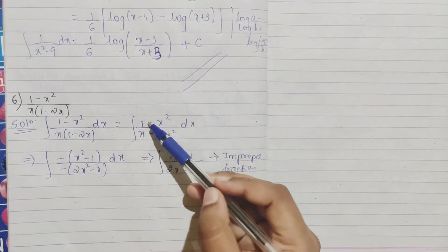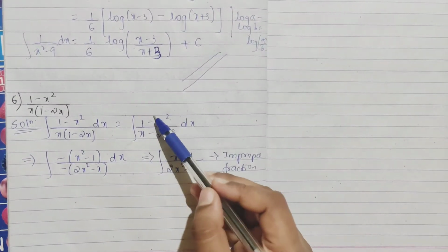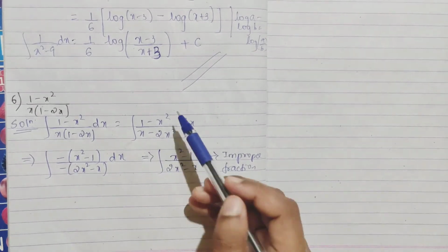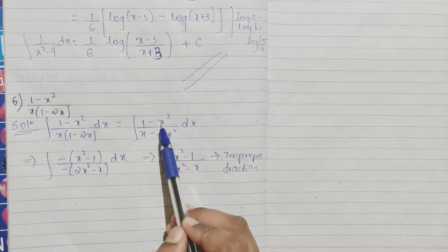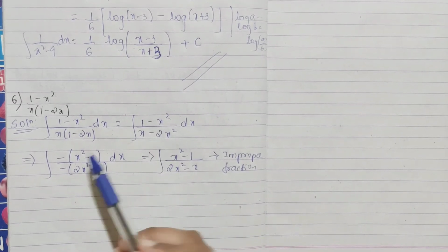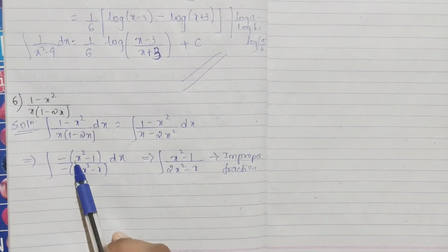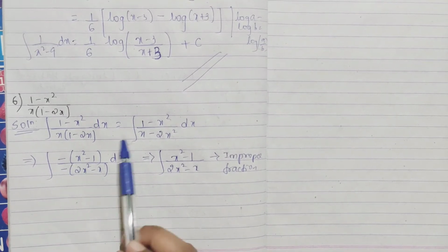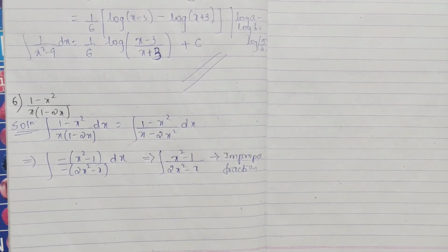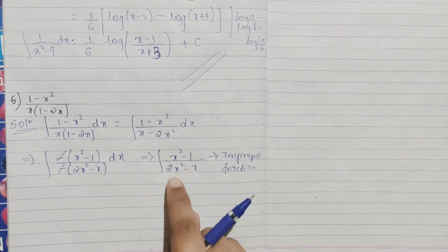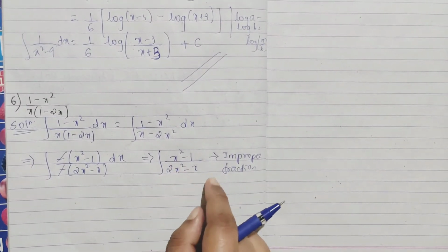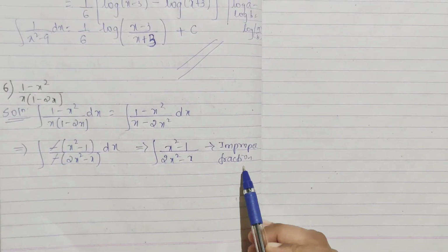Next, I have taken minus common from the numerator and denominator too. Why? Because we wanted x square as the first term, and here x square is negative. When this is negative, if I take negative common, I can write x square minus 1. At the end you'll get the same only, right? From here also, the minus minus get cancelled, so you'll be having (x square minus 1) by (2x square minus x). Which is an improper fraction, right?